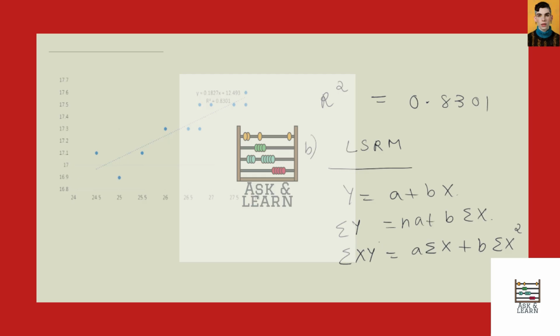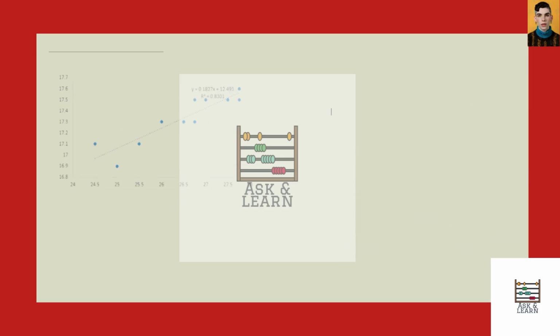From here we can see from the residual plot that it follows a trend. From there we can say R square is equal to 0.8301, and the least square regression equation is y equals 0.1827x plus 12.493. So from here it can be said that the residual plot has been obtained.